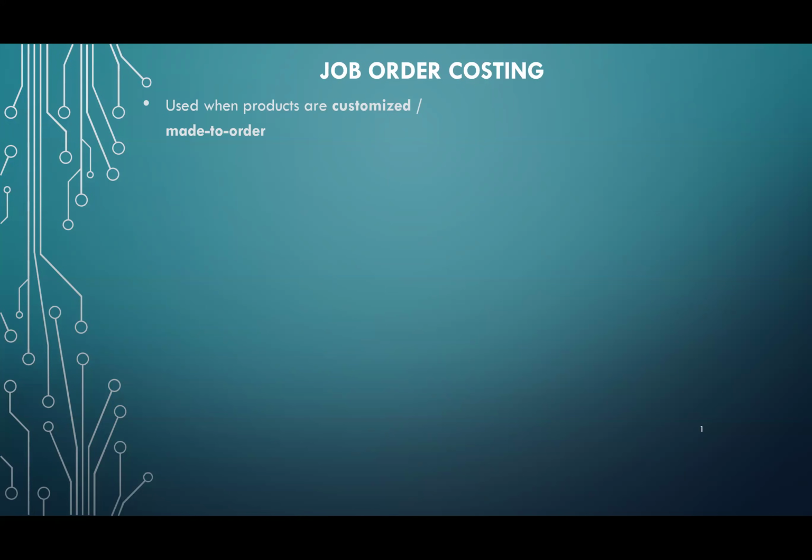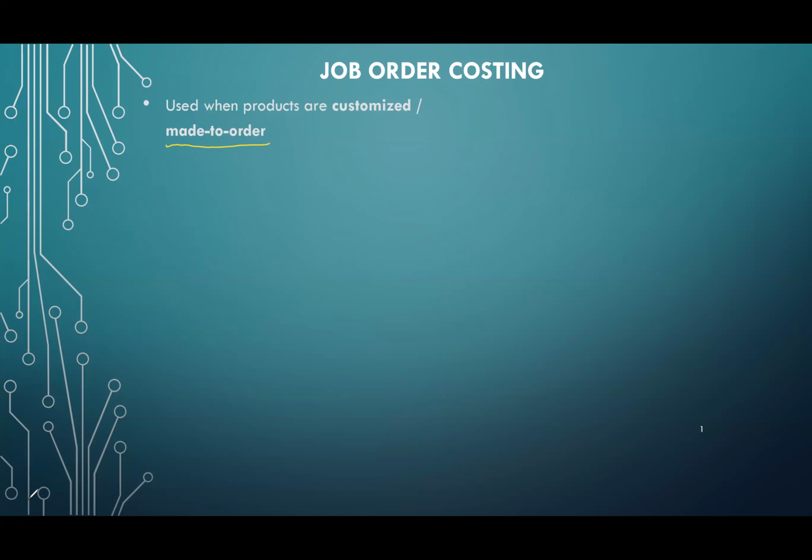Okay. So companies do not pretty much have a choice as to what kind of costing system they would put in place. The nature of their business decides it for them. For job costing, the companies use it when their product is customized or made to order. Okay, which is what we are saying here. Okay, what does that mean?